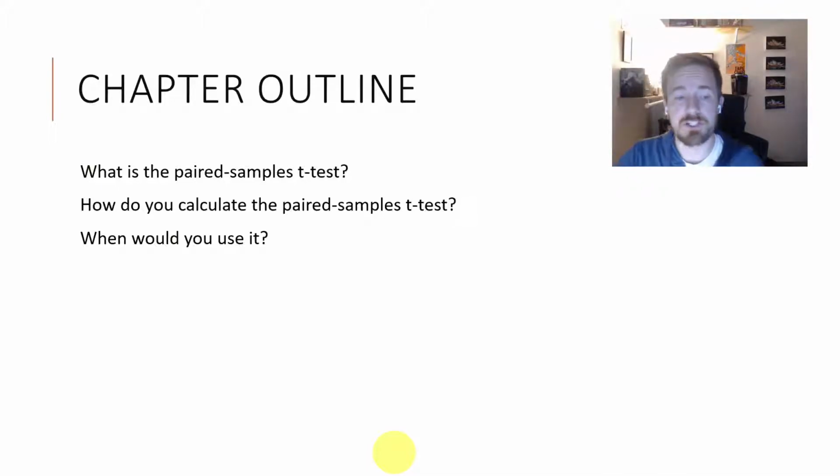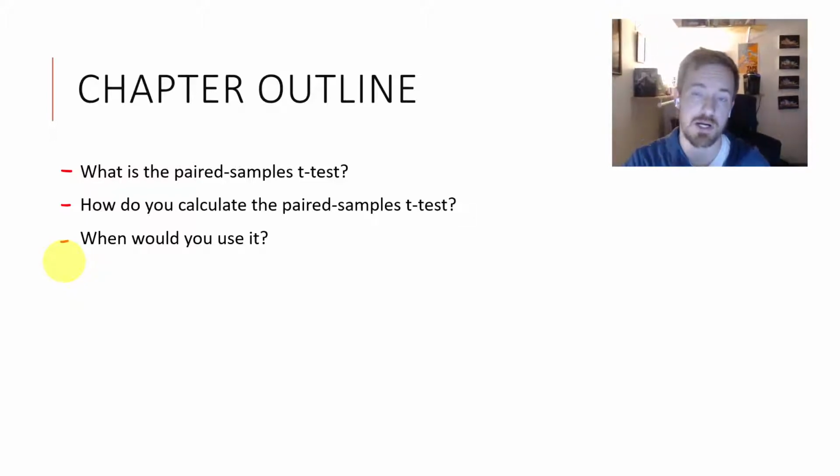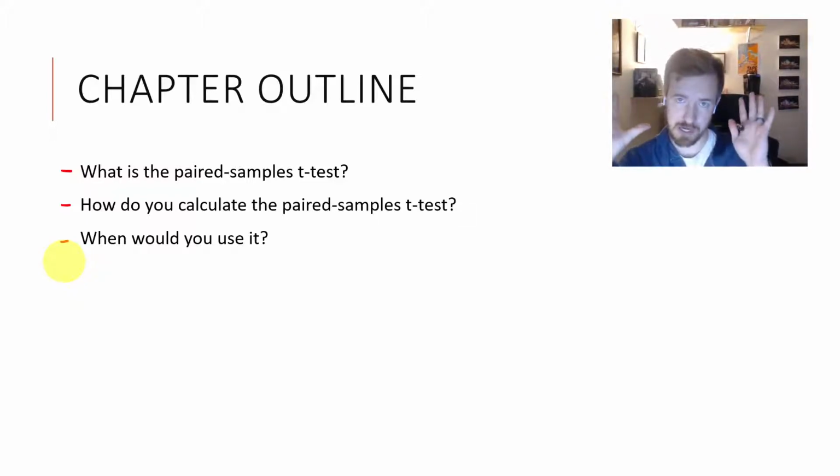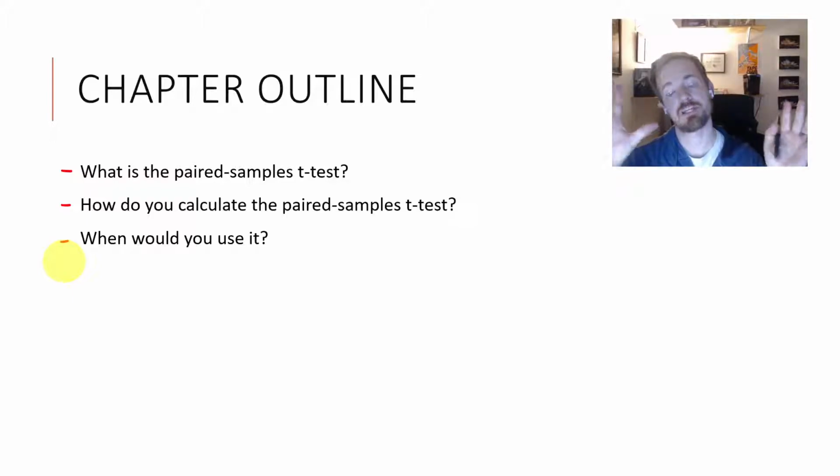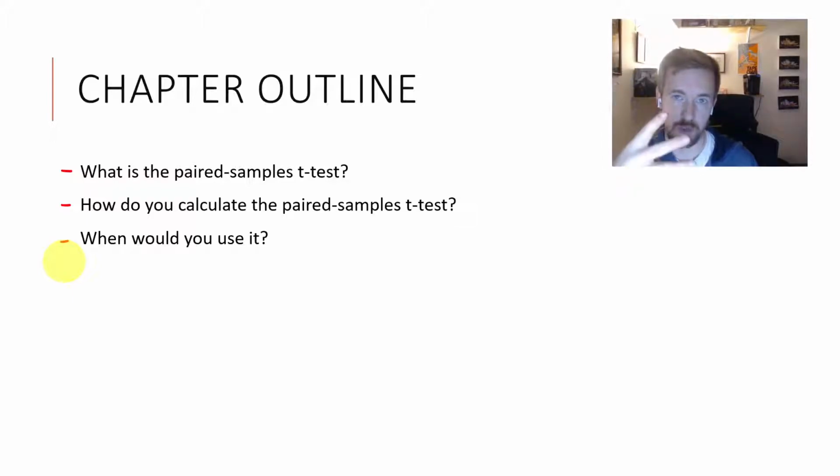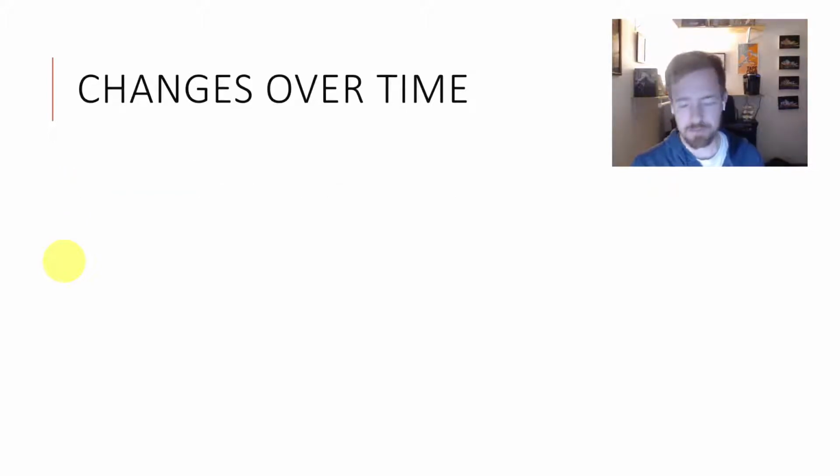Alright, so this chapter, what are we going to be doing? We're going to be talking about what the paired sample t-test is, how we calculate it, when we would use it. The format for this chapter is going to be very similar to previous chapters, where we're basically going to walk through the conceptual aspects of it, and then drill down in the 4 steps: the hypothesis, the t critical value, the t obtained value, and the make a decision phase. We'll also talk about how to calculate the effect size and the confidence intervals. So let's get into it.